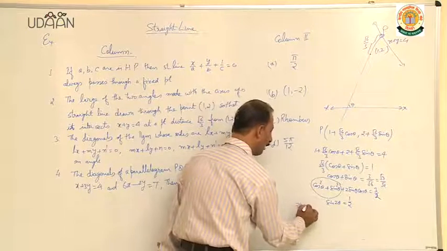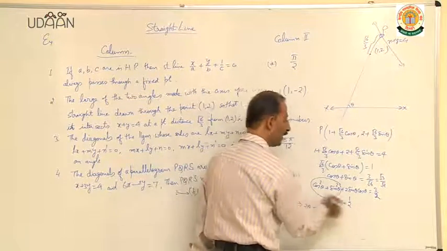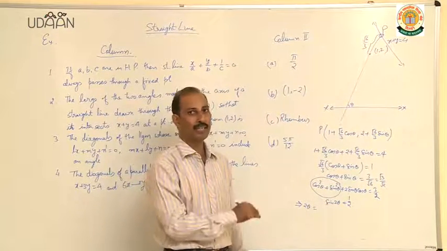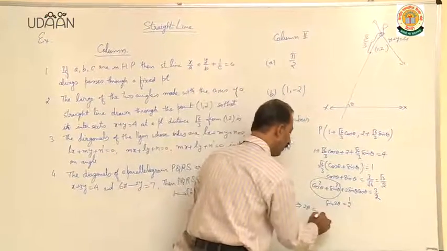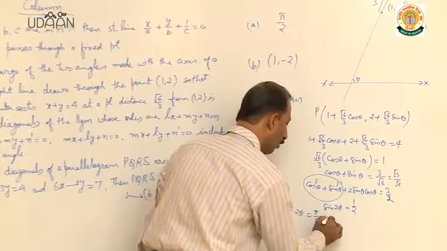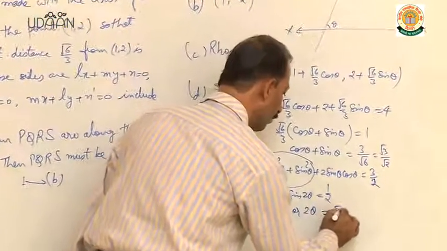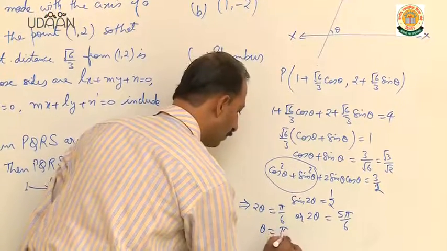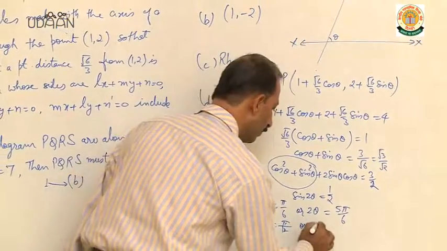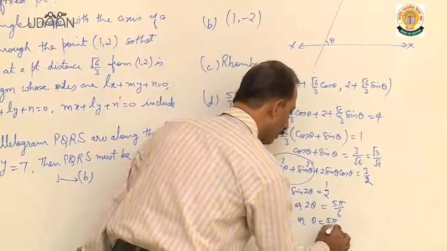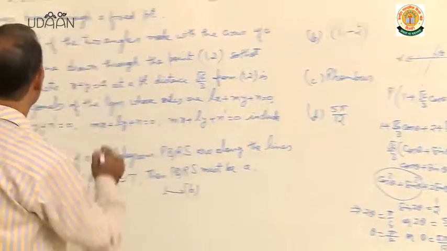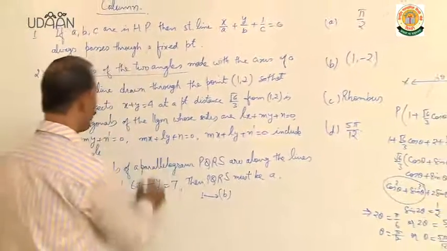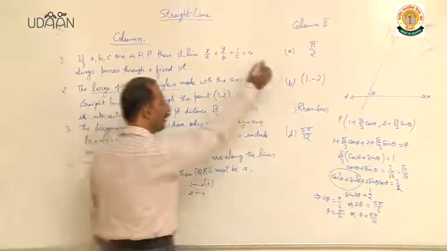Now we can say sin 2 theta is positive, so 2 theta should lie in the first or second quadrant. In the first quadrant, 2 theta will be pi by 6, or in the second quadrant, 5 pi by 6. So the value of theta is either pi by 12 or 5 pi by 12. Now you are getting two values of theta, but here they are asking for the larger of the two angles. So larger means 5 pi by 12. So the option for the second one is 5 pi by 12, that is D option.